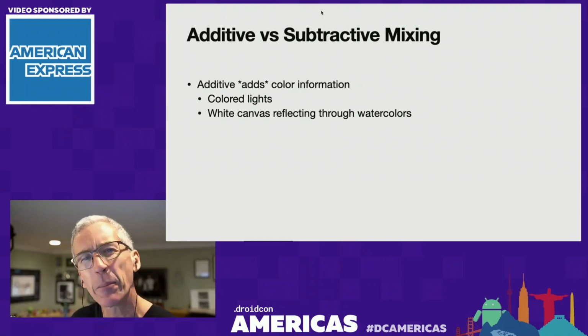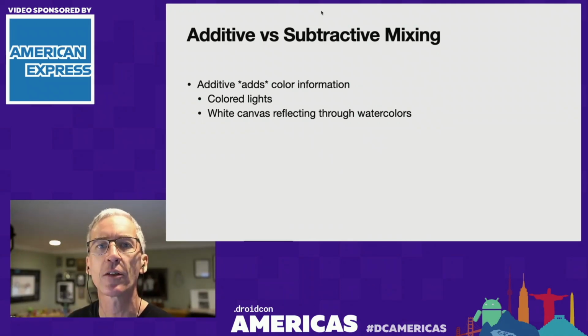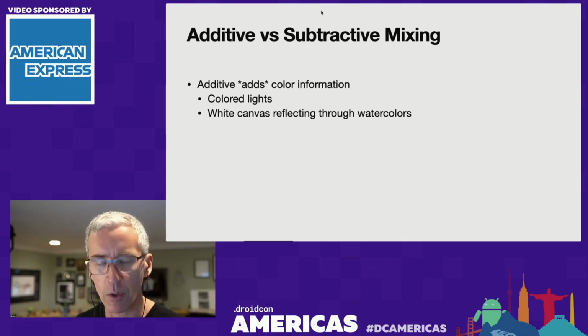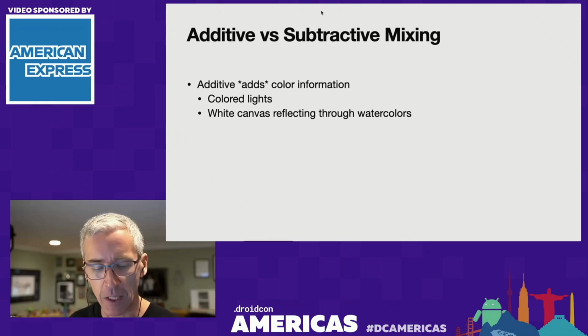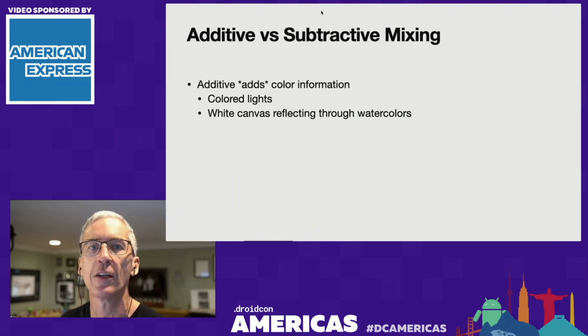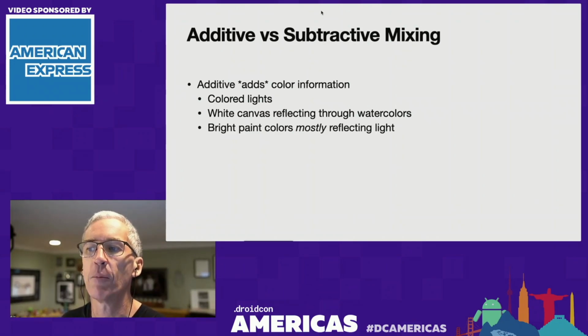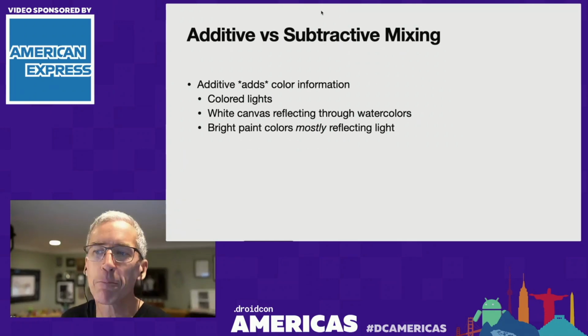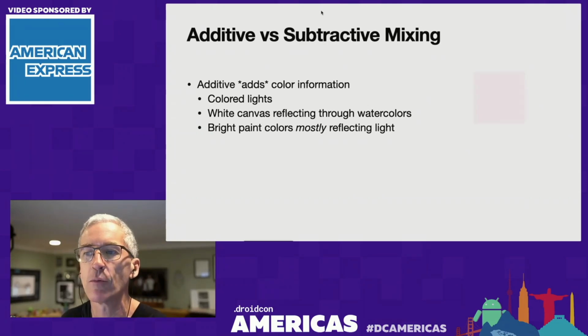To some extent, watercolors are also additive, because there's not such a thick layer to filter out a bunch of the colors. You basically have a white canvas that is shining through this colored information via the watercolors. It's kind of a combination of things, but it's certainly not as subtractive as oil paint mixing. Bright paint colors, like in the pointillist example, mostly reflect the light. That's why we're able to get a brighter impression from pointillism than from more traditional means of mixing colors.